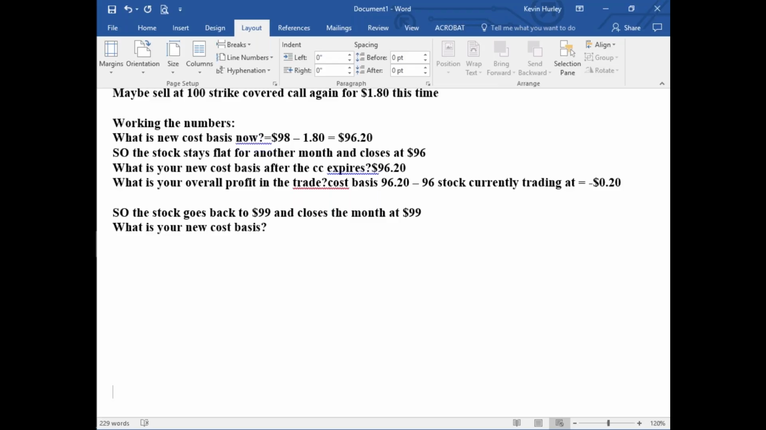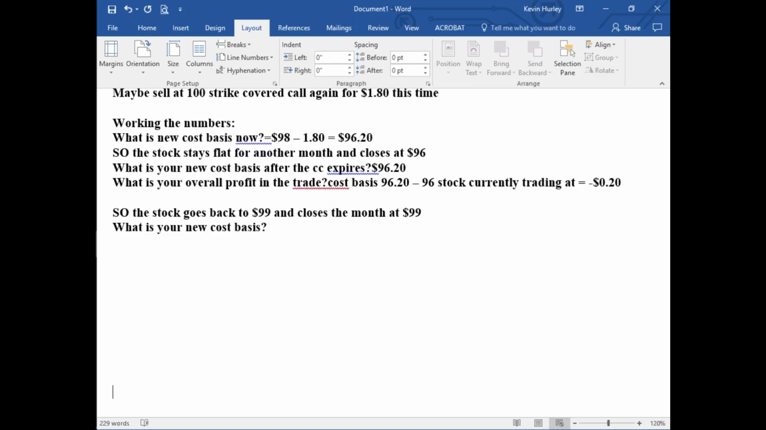I can see Keith here in the office. His eyebrows went up, his eyes went back and forth. He's got a grin, he's covering his mouth. Let me give you a hint. It's a trick question. What's the new cost basis if the stock goes to 99? Ooh, Keith just said cost basis is the same.